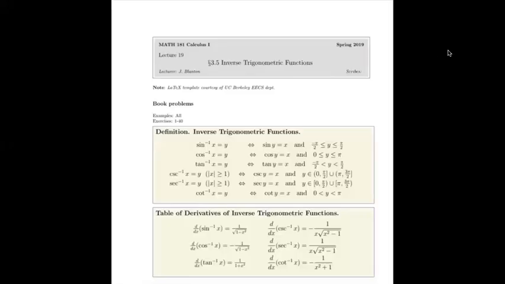We continued chapter 3 with inverse trigonometric functions, section 3.5. So this should be first a review of material from trigonometry, and that's specifically the definitions of inverse trigonometric functions. And what we'll end up arriving at is the derivatives of inverse trigonometric functions and how to find those derivatives.